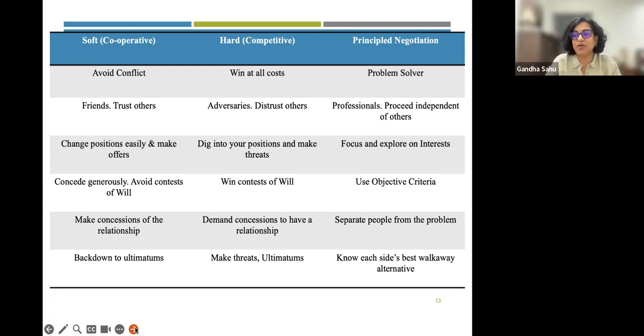Principled negotiation is where we try to solve the problem. So we look at the problem and we try to explore interests, know each other's sides and the best walk away alternative. So all of this we are going to look at. It's not that I can explain it to you in a sentence. We are looking at each of these separately and trying to explain each of these points separately. Next slide, Mrinalini.